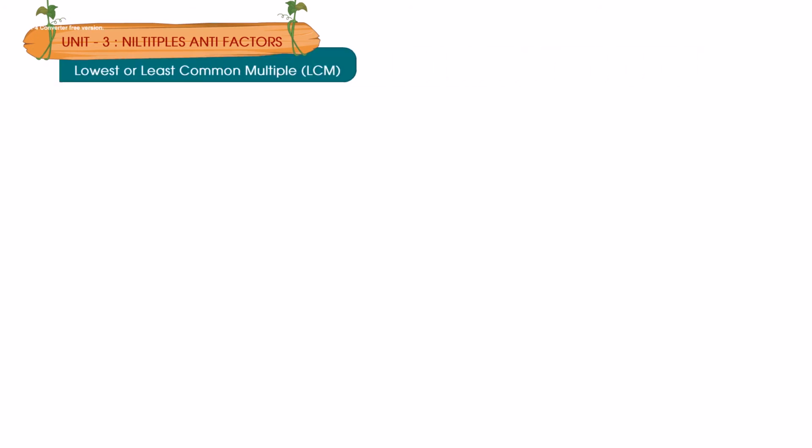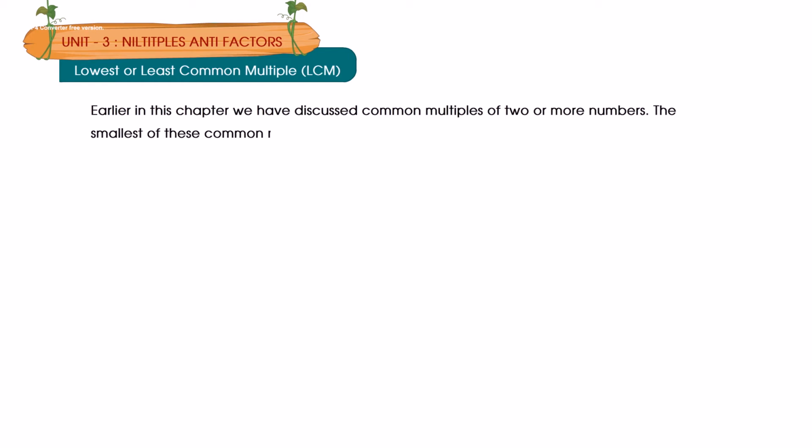Lowest or least common multiple, LCM. Earlier in this chapter, we have discussed common multiples of two or more numbers. The smallest of these common multiples is called the lowest common multiple, LCM in short.